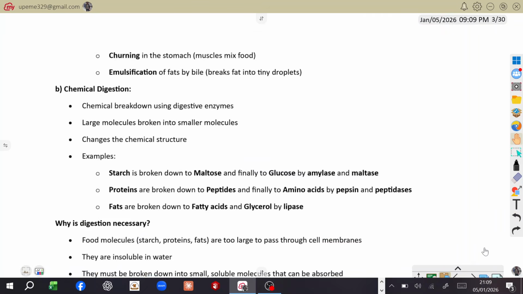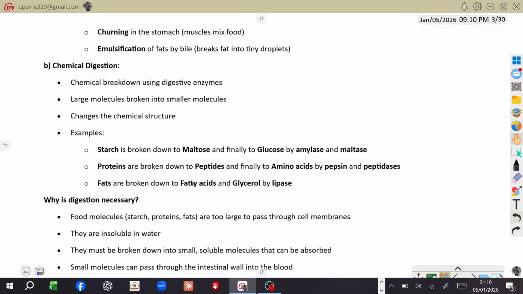So now, it also involves churning in the stomach, where muscles mix food, that's churning. Then also emulsification of fats by bile, where bile breaks fat into tiny droplets. So all those are examples of physical digestion.